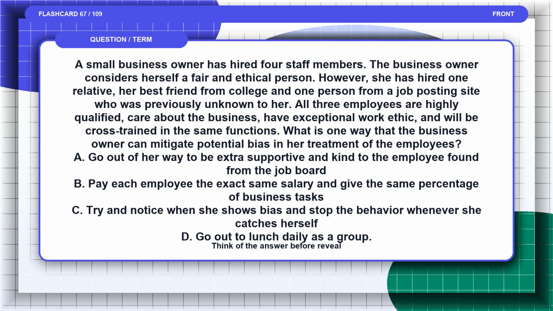Flashcard 67. A small business owner has hired 4 staff members. The business owner considers herself a fair and ethical person. However, she has hired one relative, her best friend from college, and one person from a job posting site who was previously unknown to her. All 3 employees are highly qualified, care about the business, have exceptional work ethic, and will be cross-trained in the same functions. What is one way that the business owner can mitigate potential bias in her treatment of the employees?